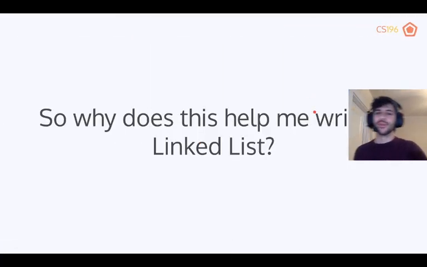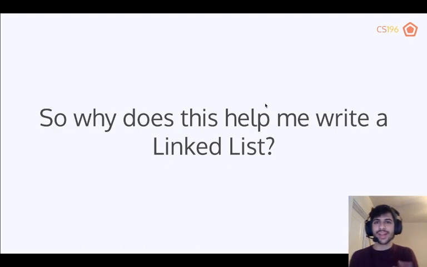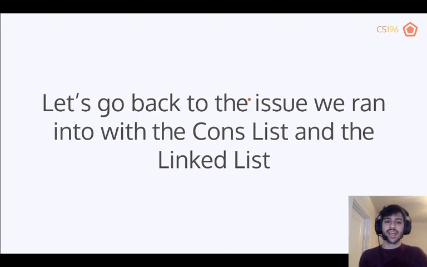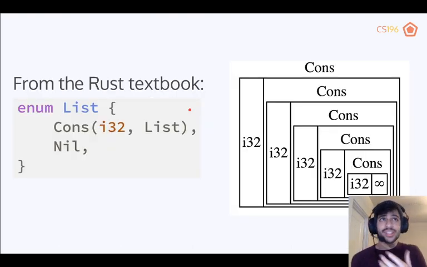Let's move forward. And let me get myself out of the way here. Okay. So why is this important? Why does this help me write a linked list in Rust? Well, let's revisit the issue that we had with the cons list and also the linked list that we saw in the Kahoot question. What was the issue that we had? Well, we talked about how the issue was that at compile time, Rust doesn't know what the size of this is. It just keeps going infinitely. It never reaches the base case, right?